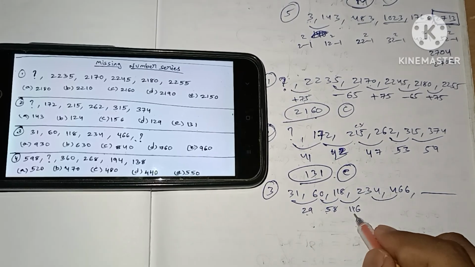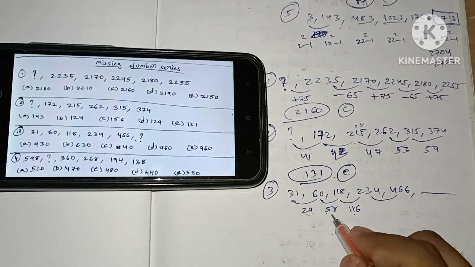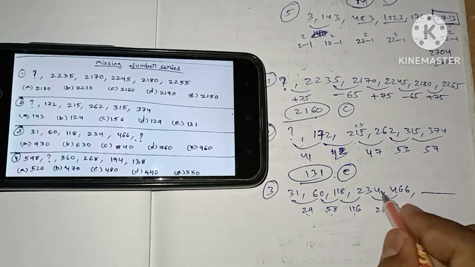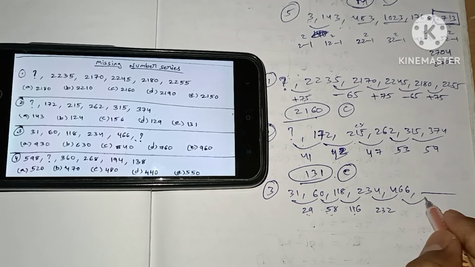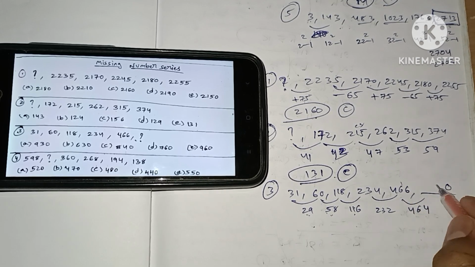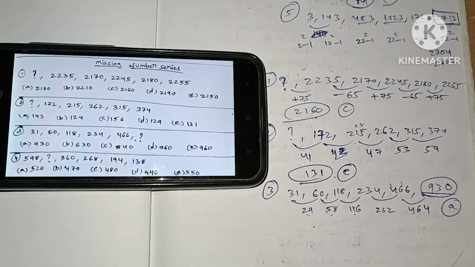So these are multiplied by 2 each time. 29 times 2 is 58, 58 times 2 is 116. So it must be 232. 234 plus 232 is equal to 466. So it must be 464. So the sum of these two, 930. So the answer is 930. Option A is our answer.